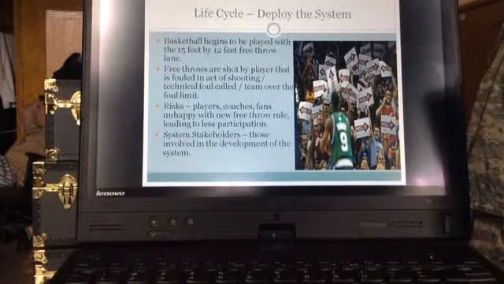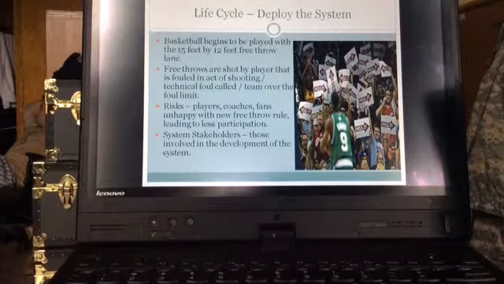System stakeholders for this stage of the life cycle include Dr. James Naismith, because he was the one overseeing the development of the free throw system, referees, players, coaches, who are all involved in the game of basketball, and the designers who painted on the free throw lane.